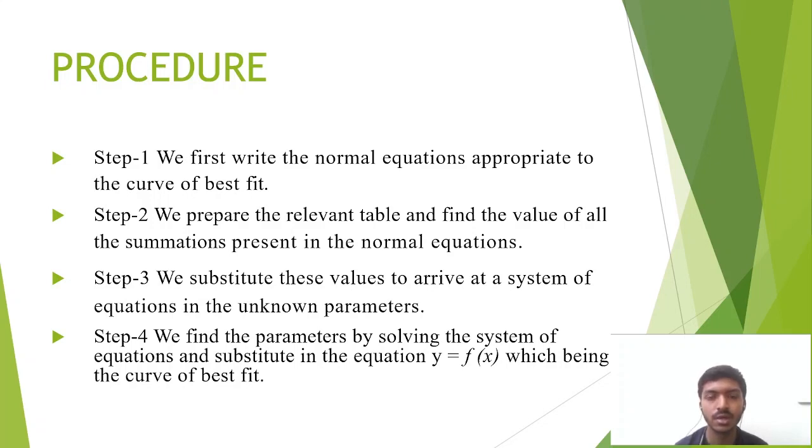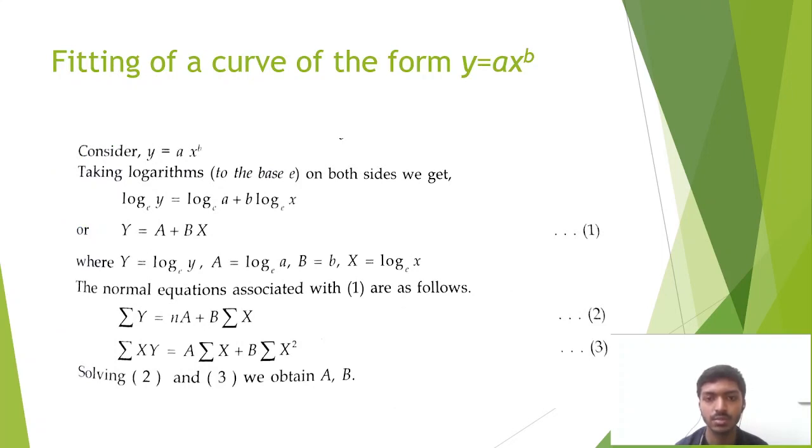Now let's talk about the fitting of a curve of the form y = ax^b. Here we take the logarithms on both sides to the base e. So we have log y to the base e is equal to log a to the base e plus b log x to the base e, because log of x raised to n equals n log x. And then we substitute with unknown parameters. Capital Y = capital A + capital B into capital X, where Y = log y to the base e, A = log a to the base e, B is b, X = log x to the base e.